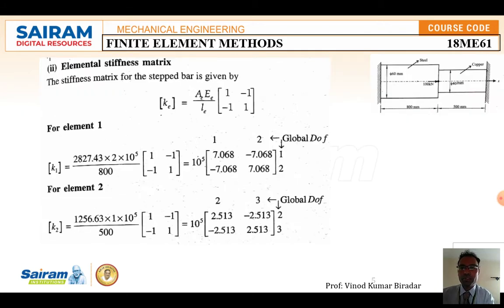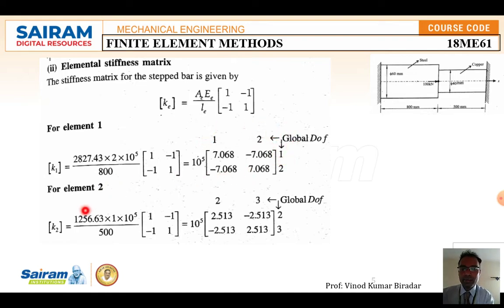Coming to the second step, calculate the element stiffness matrix. Since we have two elements in the given problem, that is steel and copper. For the steel, we have the formula of the stiffness matrix for a bar element: Ke equals Ae E by Le times the matrix 1 minus 1, minus 1 1. For the first element, it belongs to node numbers 1 and 2. So substitute the area, Young's modulus and L1 here and simplify. You are going to get 10 to the power of 5 times 7.068 and so on. Since it belongs to nodes 1 and 2, I have to denote 1 2. These are called global degrees of freedom.